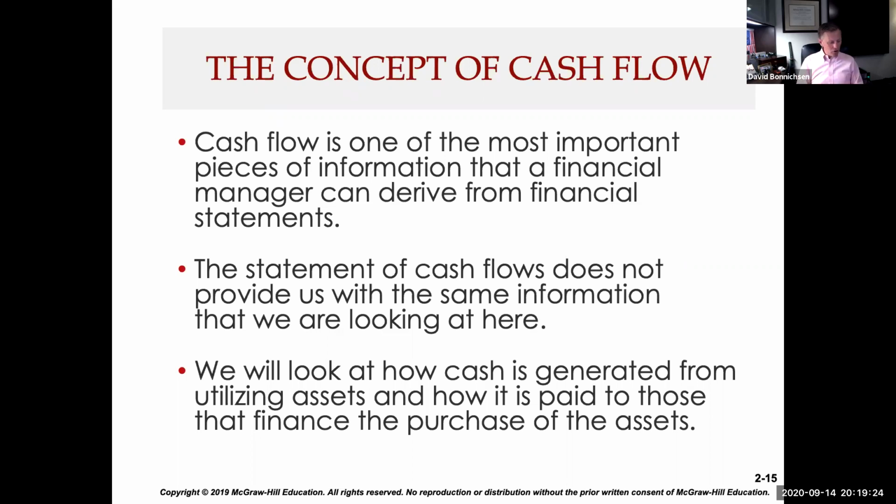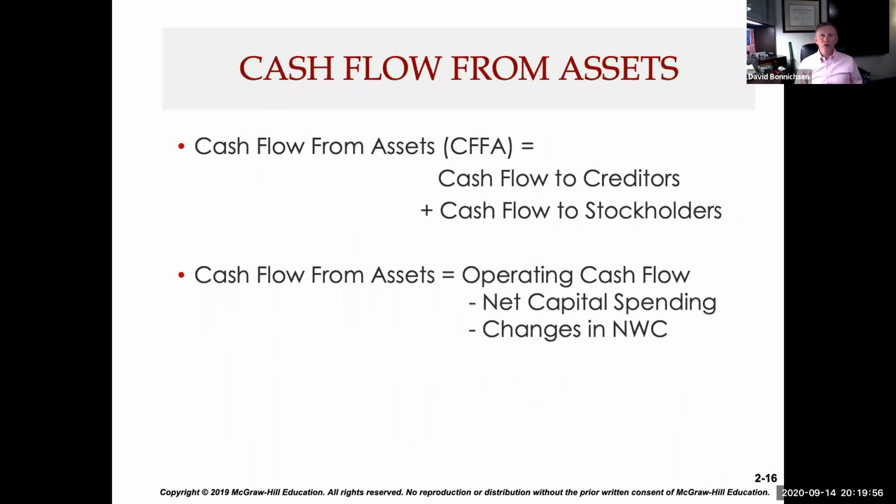How much cash is generated from the assets that we purchased, okay? And how it's paid to finance those assets. How did we go about financing those assets, whether it was from our creditors or from shareholders, okay? Where did the money come from to purchase the assets that are generating the cash? Right? That's what we care about. So when we think of it through that lens, we're really talking about something called the cash flow from assets, all right? And we can look at this two different ways, all right?